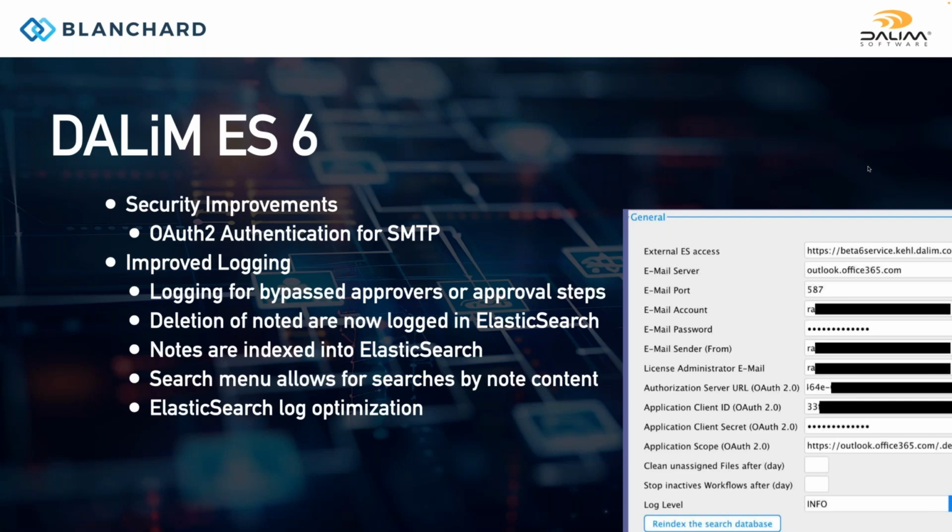So they're now logging approvals that are bypassed or steps that are bypassed, so you know those took place. Before, you didn't necessarily see it in the logs when you were looking at things. Note deletions are now logged in Elasticsearch, as well as the notes themselves being indexed in Elasticsearch. So you now can go into your search and search on something you know you put a note on a file, a specific word or a specific phrase in a note, and find that in your search results. And they've also done a lot of optimization on the Elasticsearch logging itself throughout the application.